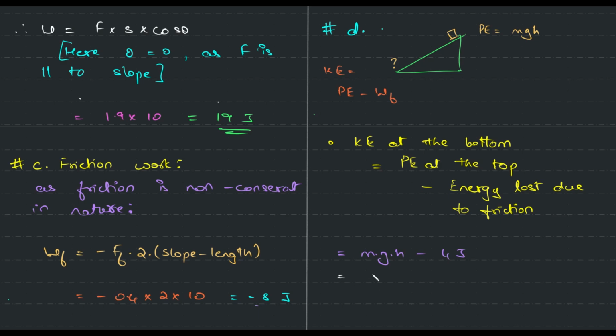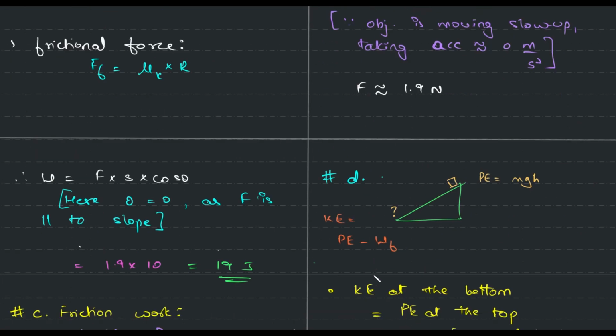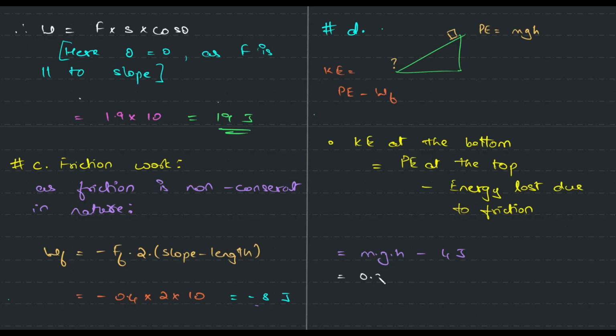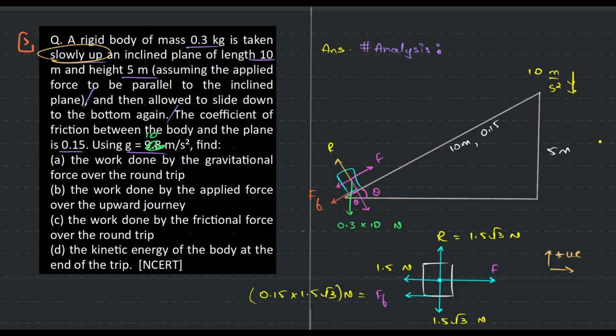So mass is how much? I forgot the mass. So this is 0.3 times 10 times 5 minus 4. So this is 15, and 15 minus 4 is 11 joules. Okay, so that's the kinetic energy at the bottom. Again, there are many ways to calculate it, but this is the best way because we are doing this chapter. I don't want to miss an opportunity to use all of these concepts. A very good question. And yeah, you can pause and have a look.